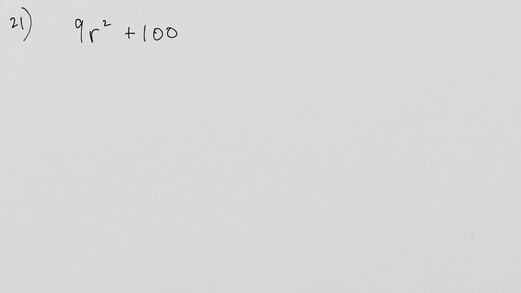Okay, this problem is trying to trick you into thinking this is a difference of 2 squares, because this is a perfect square and this is a perfect square. But this is the sum, it's not the difference. So we're not going to be able to factor this. So this is simply prime.